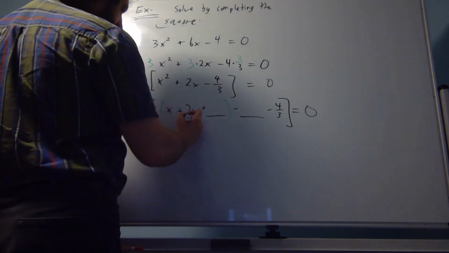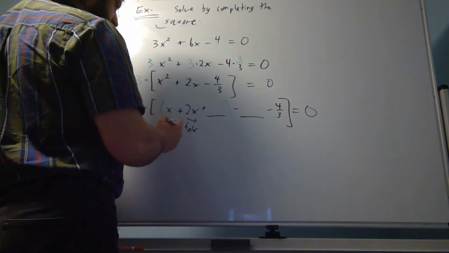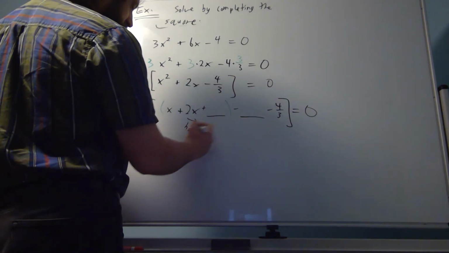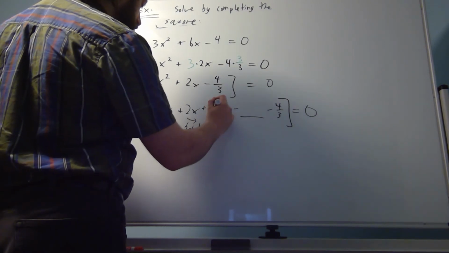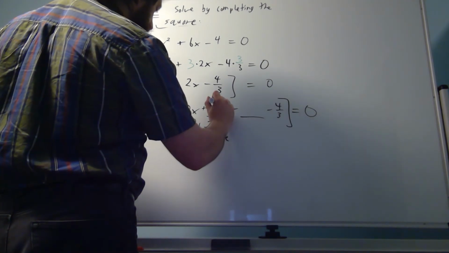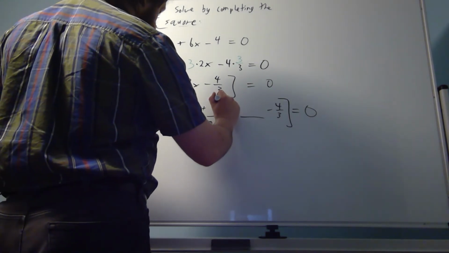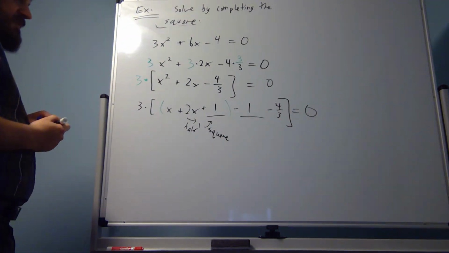Well, the magic number is, we have half of the 2 to get 1, and then we square it to get 1. Maybe these numbers are a little bit too convenient, but we did a couple where the numbers were a little bit harder. We add 1 and we subtract 1. Okay, looks good.